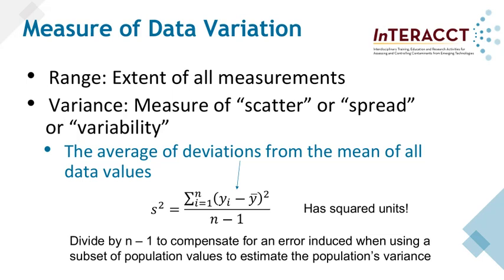Now, another problem with the variance is that it has squared units, of course. So, for example, if the y's represent airborne measurements in units of milligrams per cubic meter, then the variance is going to be in milligrams per meter cubed squared, which is not very convenient.